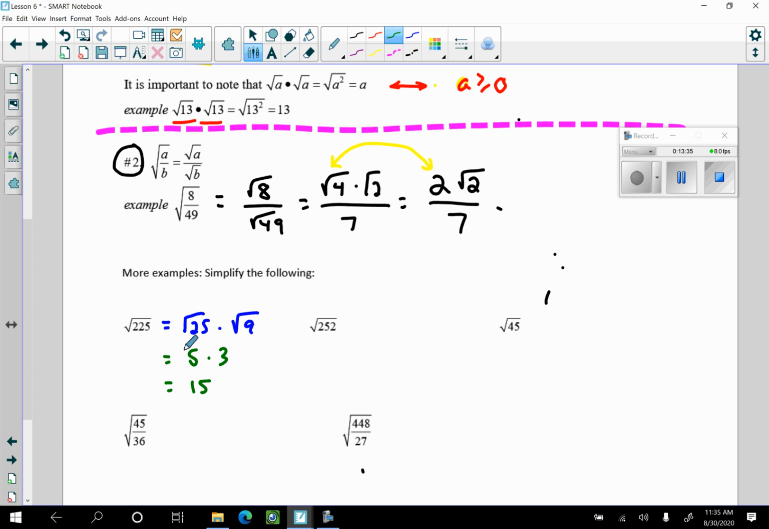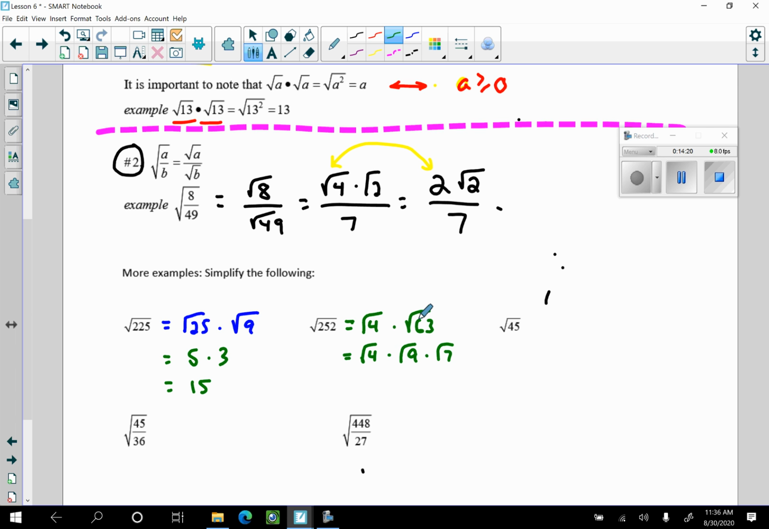252, let's see here, we're thinking about 252. Well, 252 is going to be the square root of 4 times the square root of 63, because 4 times 63 is 252. Well, that's going to be 2, but hey, what does 63 have? 63 has a 9, so I can write this as the square root of 4 times the square root of 9 times the square root of 7.